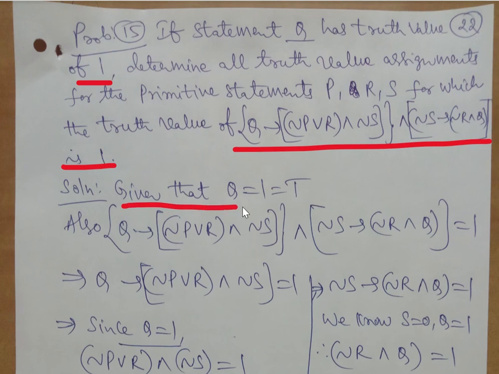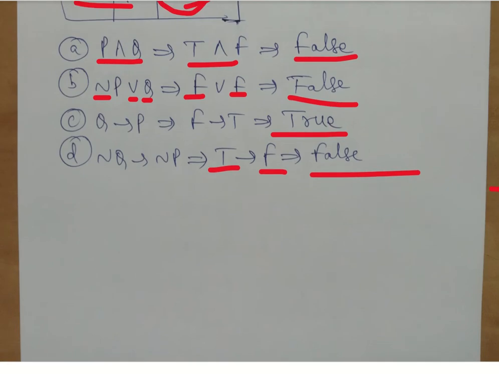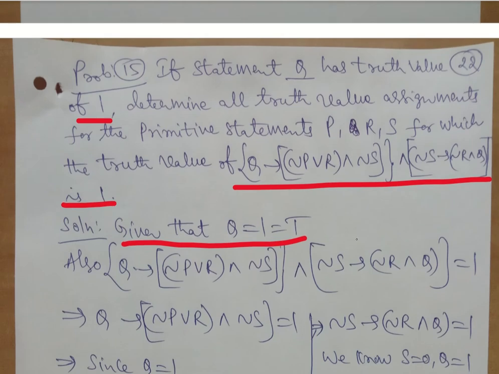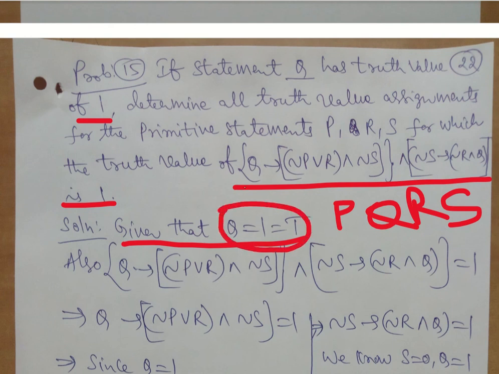Given that Q is 1, so the Q value is given, but how many statements are there in this? There are 4 statements. What are they? P, Q, R, S. We know the value of Q, we don't know the P, R, S values. We have to calculate P, R, S. But to know that, one value is given, that is Q value is given as 1, and it is also given that Q implies this big compound condition is also true.